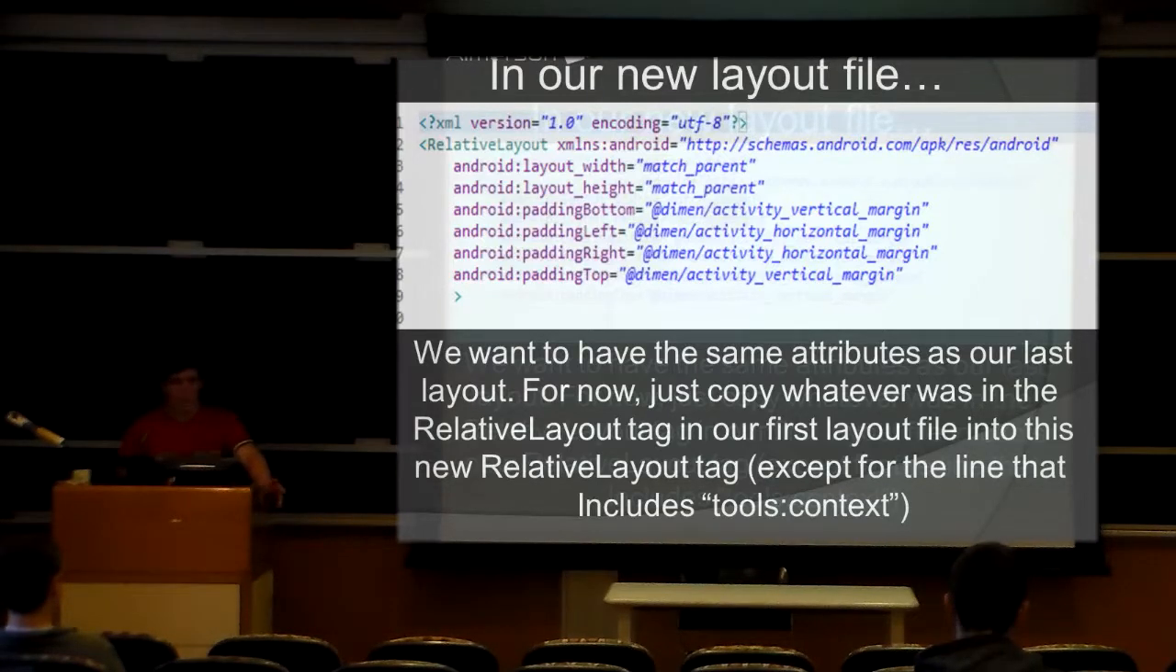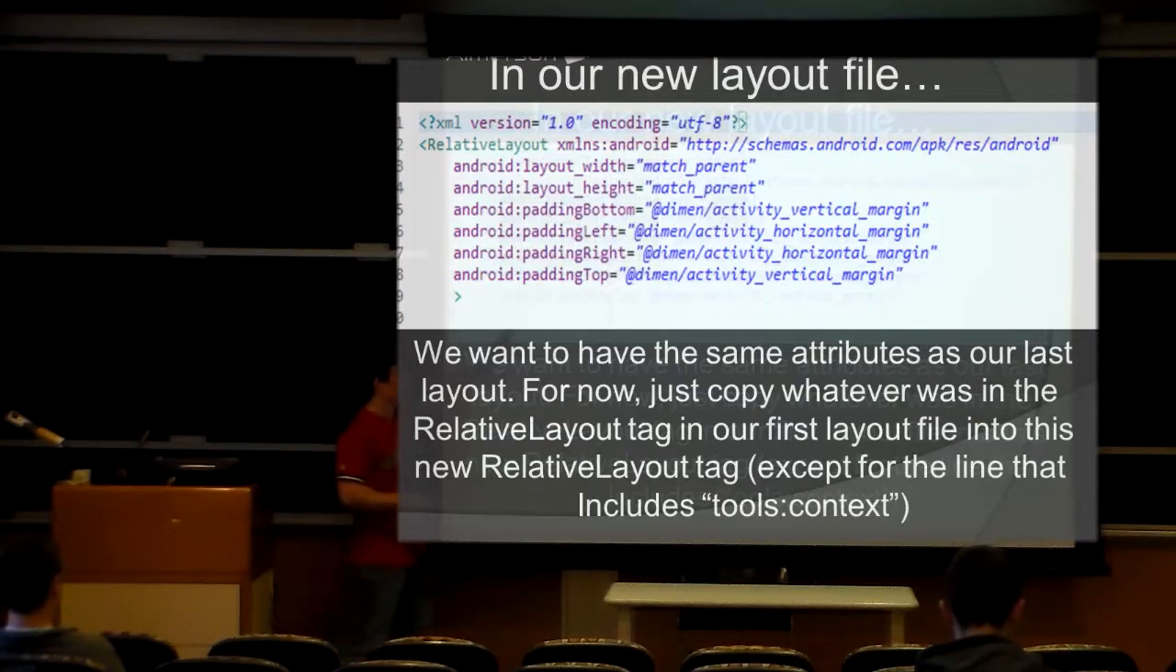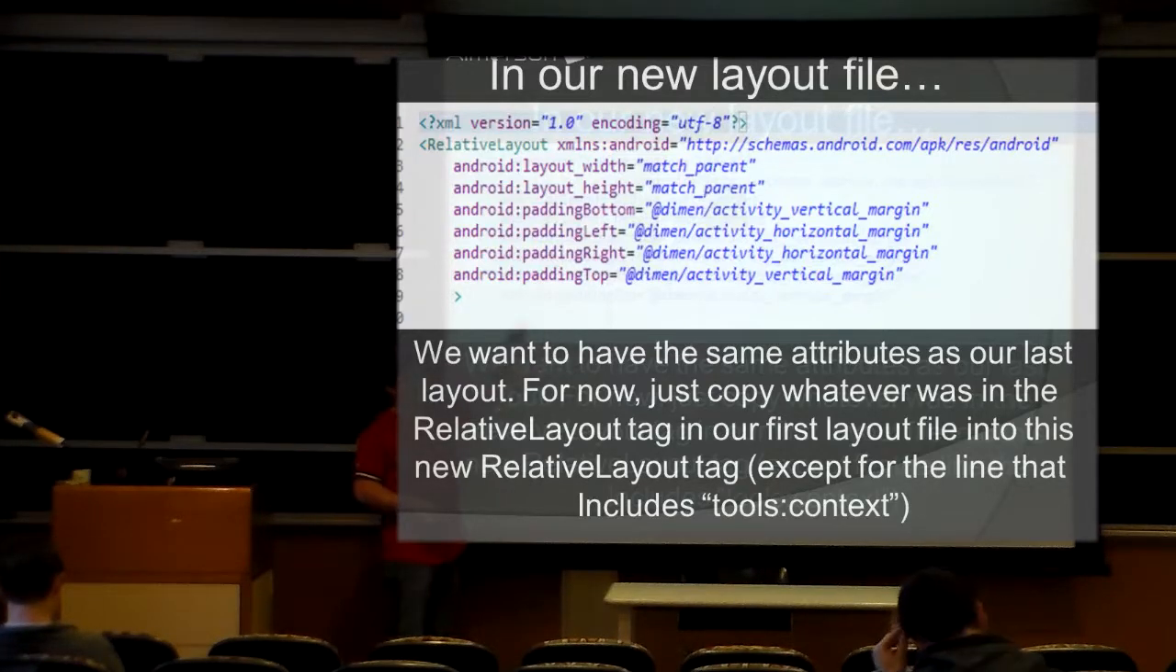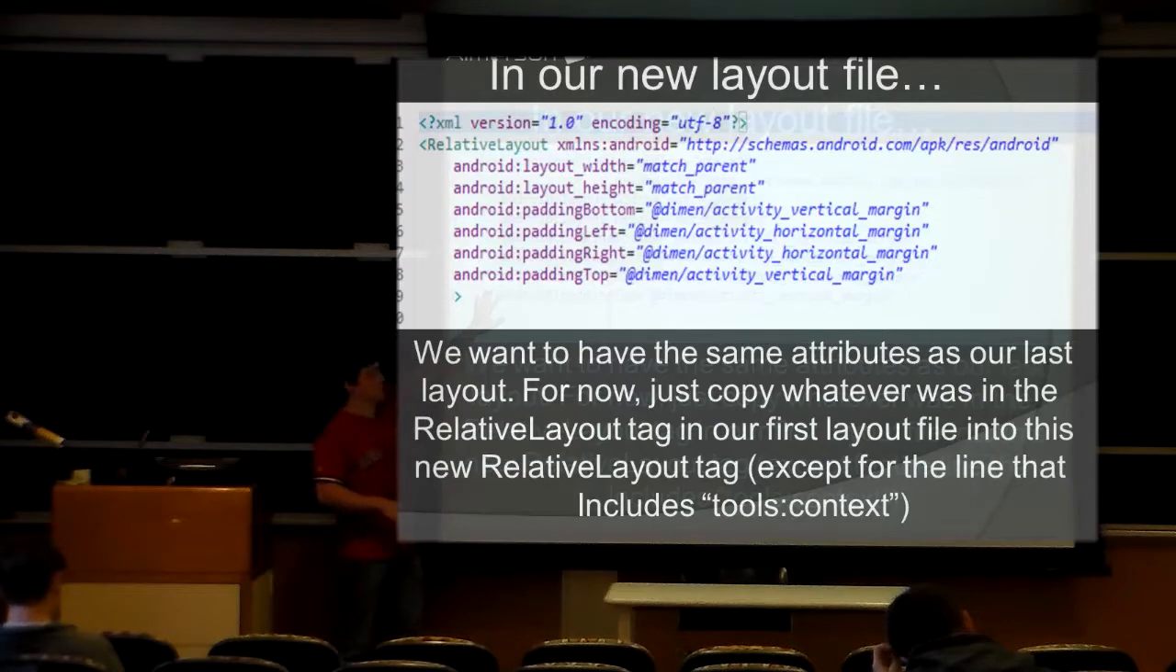So if you do copy paste it from the other one, you want to remove that line that has tools:context. There's going to be a line down here that says something like android or tools context, and it says something like main activity.java. You want to delete that. So basically, just have this up in here.